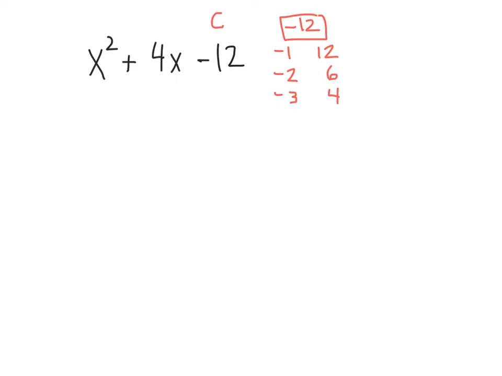Now what we can do is, again, look for our C value. I'm sorry, our B value, my bad. Our B value, and we need that B value to be positive 4. Again, we're going to add. So this is where some of you are going to struggle more because of the positive and negative integers. Remember that negative 1 plus 12 is 11.